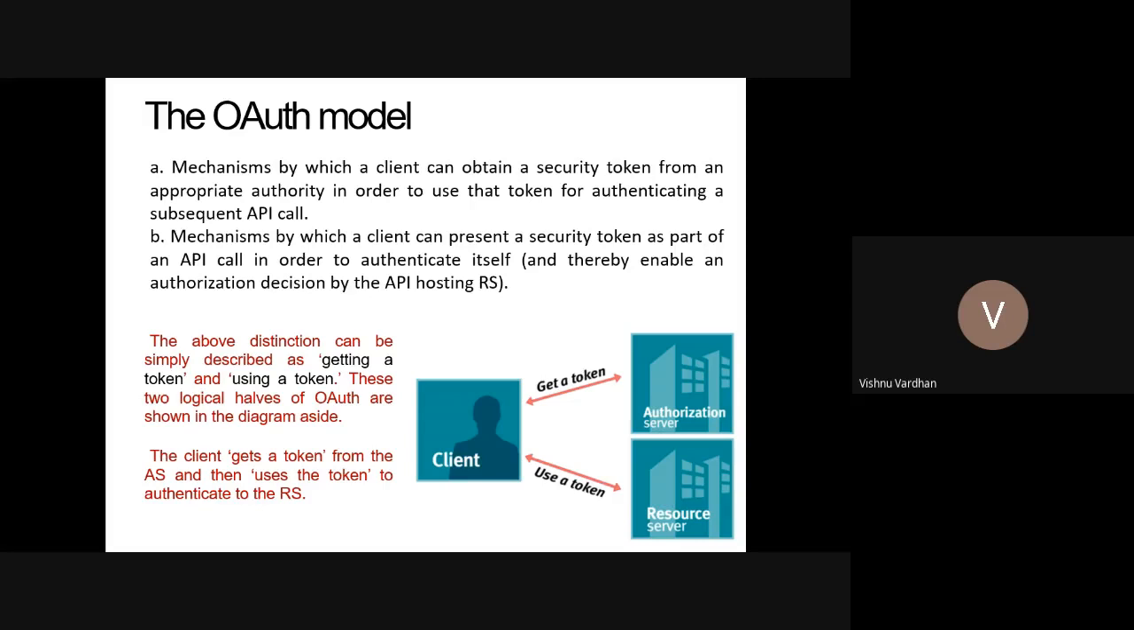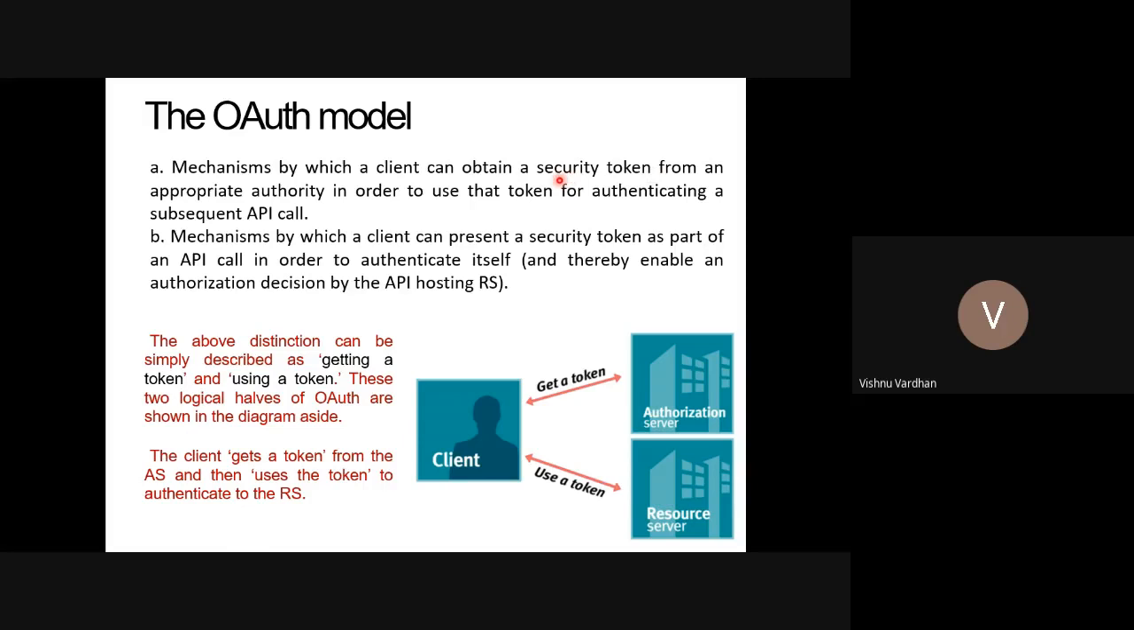The next thing is the OAuth authorization model: mechanisms by which a client can obtain a security token from an appropriate authority in order to use the token for authenticating a subsequent API call. That means the authorization model specifies certain mechanisms through which a client can obtain a security token.